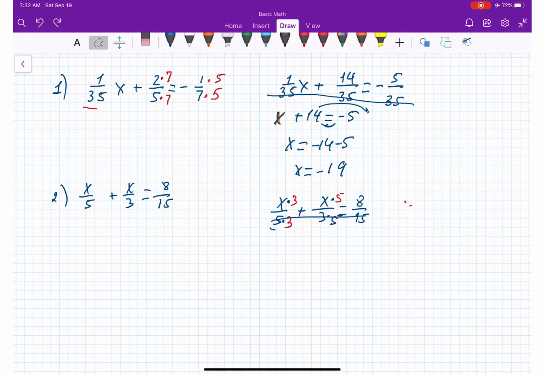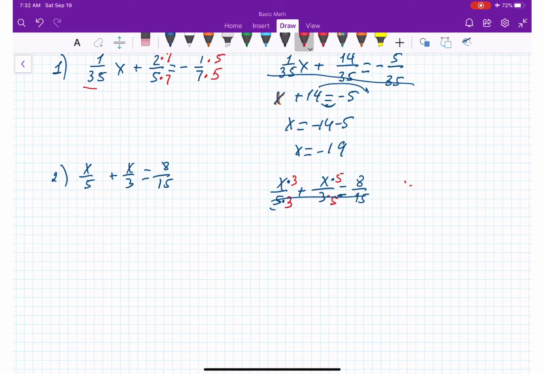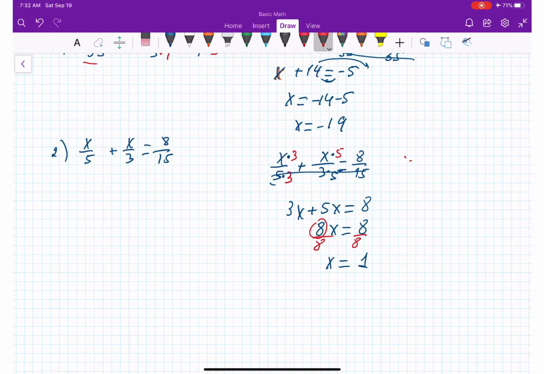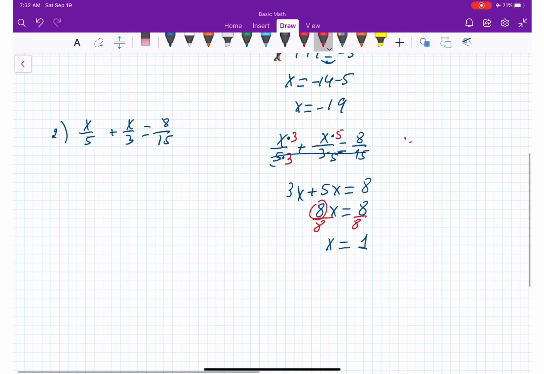Well, this is technology. Sometimes it goes crazy. Okay, sorry about that. So we are getting 3x plus 5x equal 8, and 8x is equal 8, and x is equal 1, right? We're practically dividing by 8, dividing by 8. Next one. Question number 3.